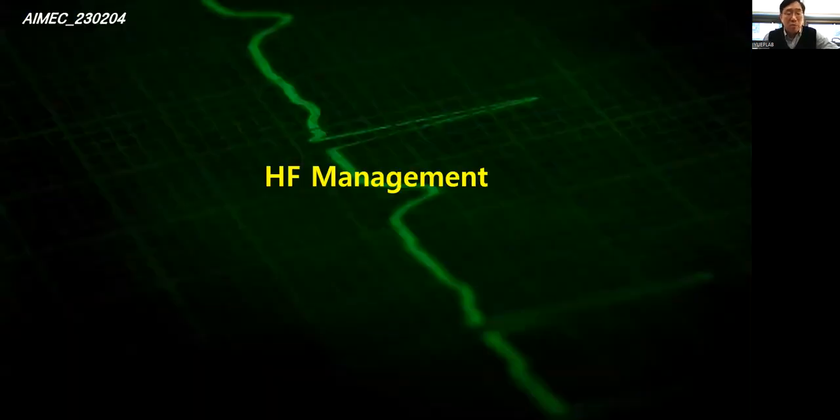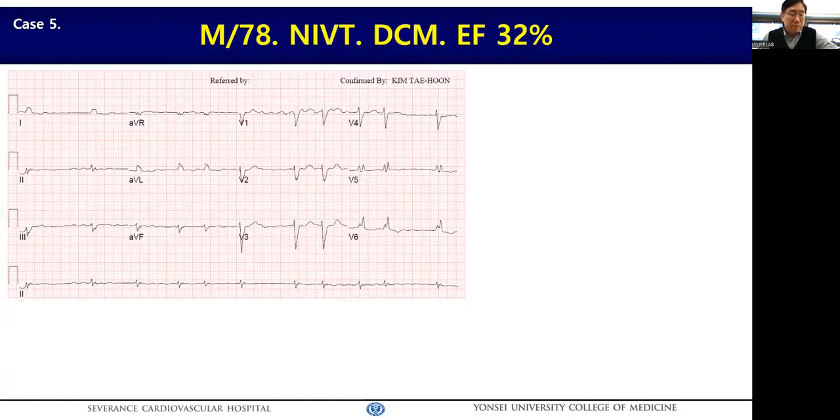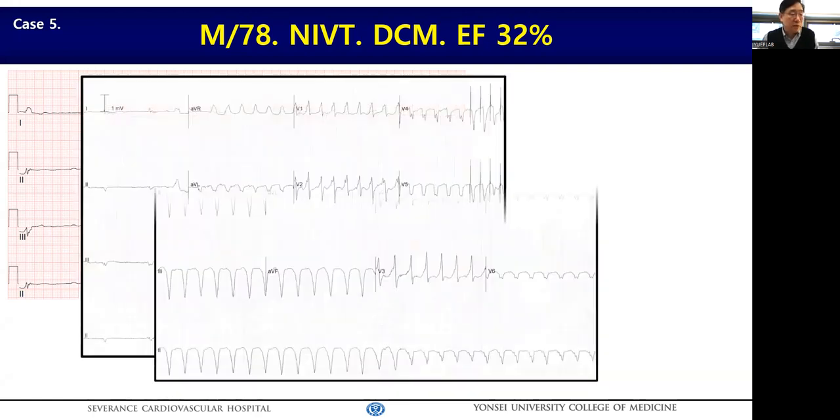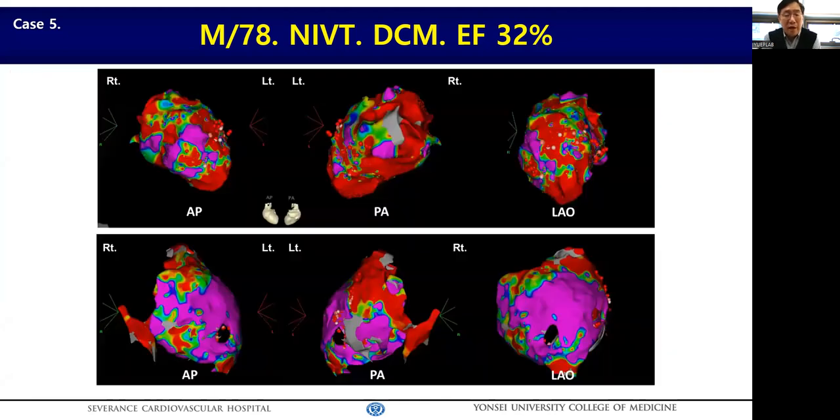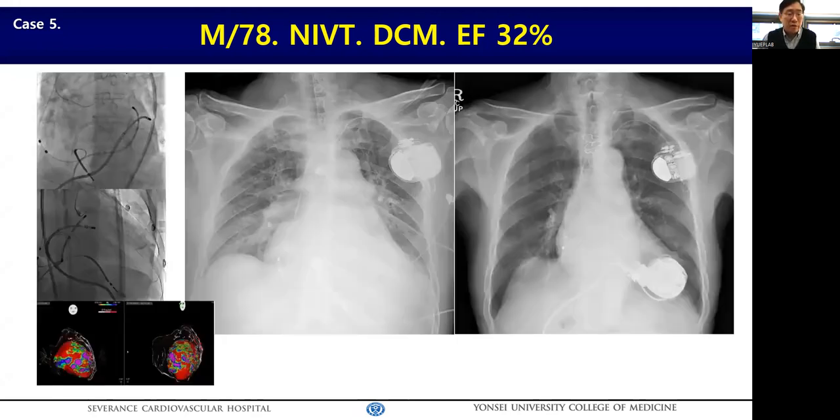The last but most important issue might be heart failure management. Case 5 was a 78-year-old male patient with dilated cardiomyopathy and VT with multiple morphologies, like this. As you expected, this patient had multiple patchy scars and multiple VT foci. Therefore, I kept following the change in VT morphology and ablated extensively, including the epicardium. Finally, we finished the case after confirming no more induction of ventricular tachycardia.